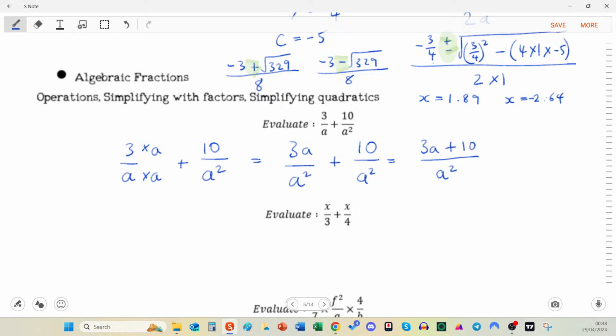Is going to add together, and that's over a squared, which is our common denominator. Why did I do that? This one was here because most people try and change both fractions, and in this case it was only necessary to change one, so be aware that you can save a bit of time.